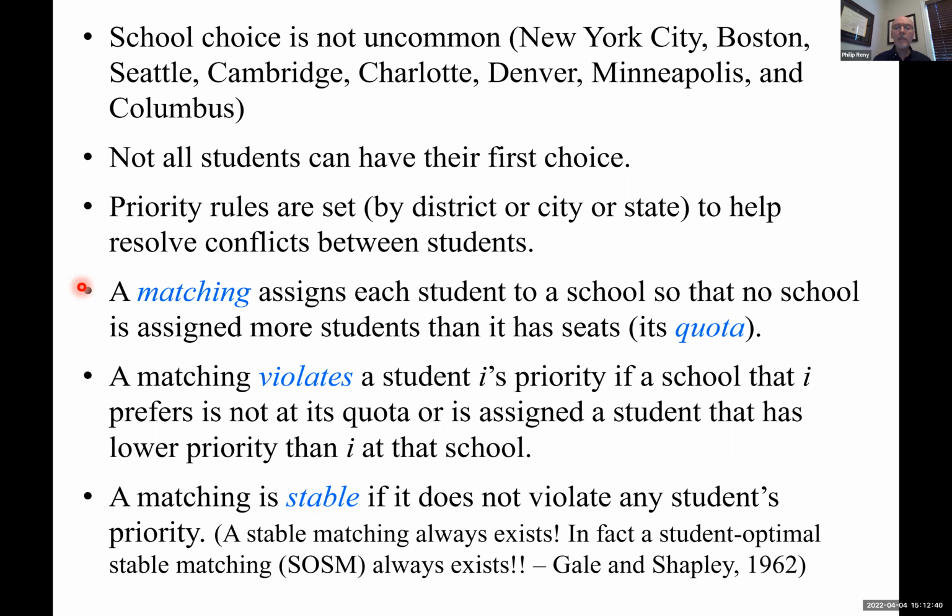We'll say that a matching is stable if it does not violate any student's priority. And this is just the usual definition of stable matching. As Bob said, if we were to think of the schools' priorities as preference rankings, then it's exactly a stable matching as defined in Gale and Shapley. And of course, we're all familiar with it, but it never ceases to be amazing that a stable matching always exists. It's really a remarkable fact.